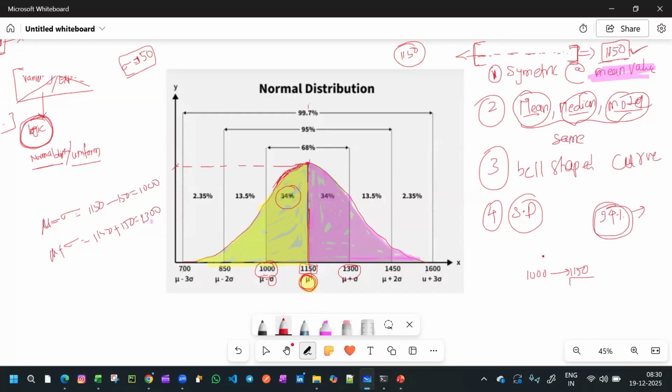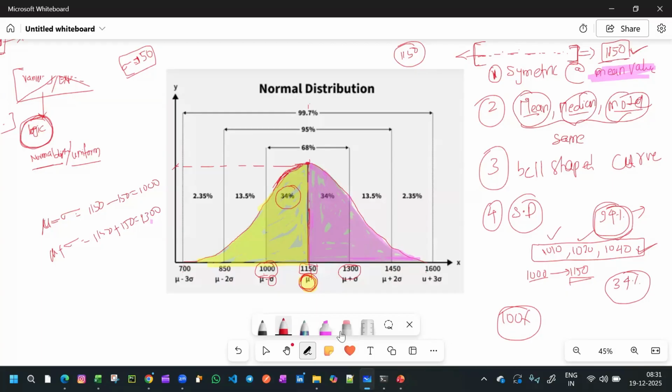34% means, let us say there are three values present in this data: 1010, 1020, and 1040. These are the only three values present in this data set ranging from 1000 to 1150. These three values occupy 34% of the data set. It means if the entire data set is 100%, 34% of the values are only these values.